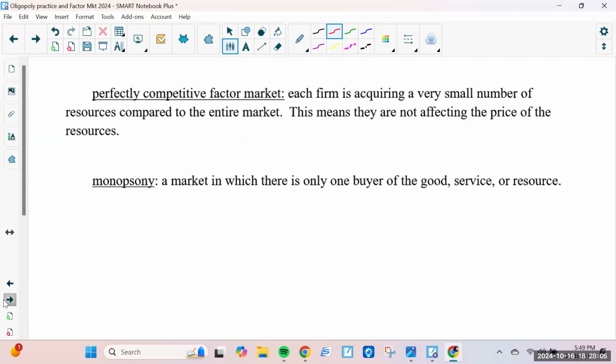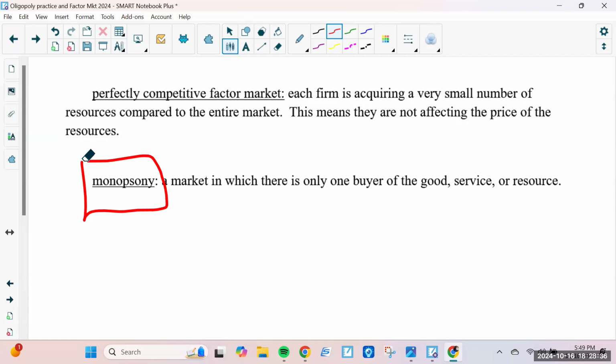All right. So in the product market, we had perfect competition, monopolistic competition, oligopoly, and monopoly. In the factor market, we just have two of them. We have perfect competitive factor market, and we have something called a monopsony. Probably a word you've never heard before. Everybody say it right now. Say monopsony. Okay. It is probably a word you've never heard of.